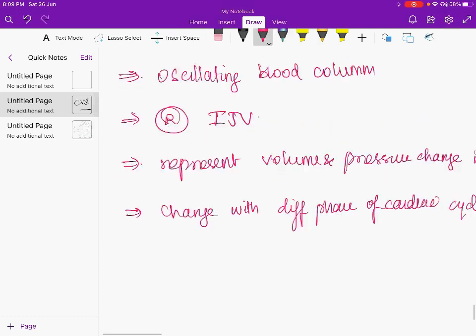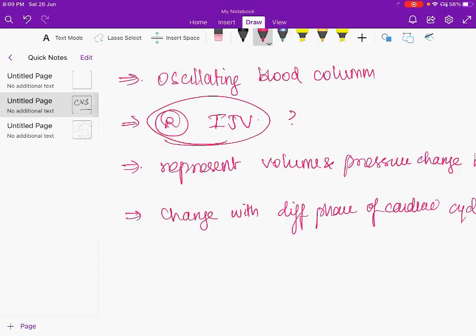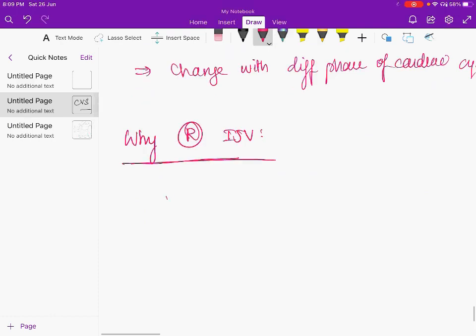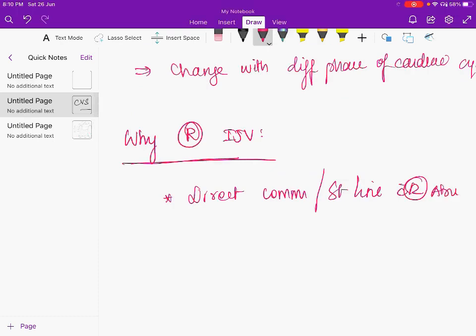So first question, why do we preserve right side IJV? Because this is in direct communication, or in a straight line, with the right atrium. Yeah, good, Hafizur Rahman. With the right atrium. Okay. Why not left side IJV?